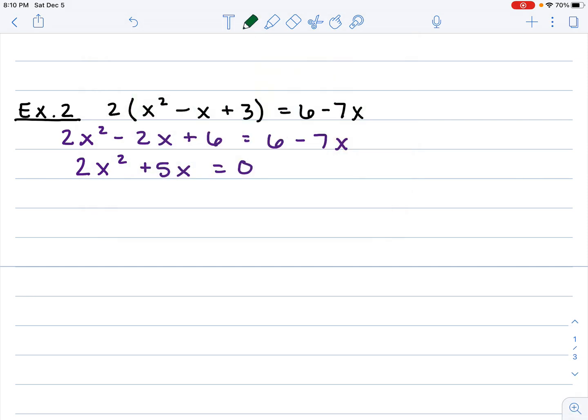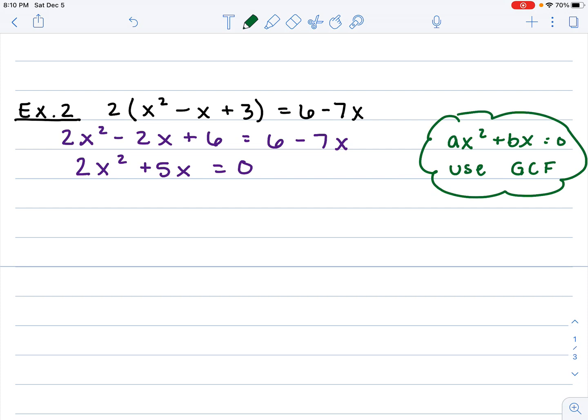All right, so now we're going to pause and look at what we have here and figure out which method to use. When we have 2 terms like this, ax squared plus bx equals 0, we're going to factor using the GCF method, greatest common factor. If I look at 2x squared and 5x, my common factor is going to be x. So I'm going to pull out or divide by an x. If I divide 2x squared by x, I get 2x. If I divide 5x by x, I get 5. So now we have it factored.